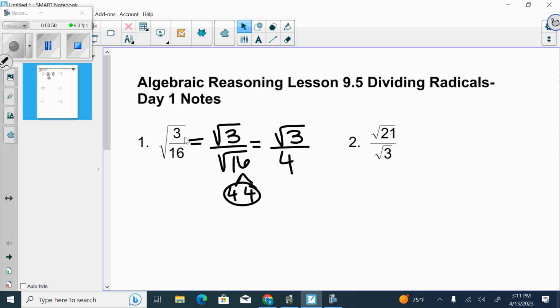And now that there's no square root left in the bottom, we're done. Remember yesterday we said we never want to leave a square root down here, right? So that's it.